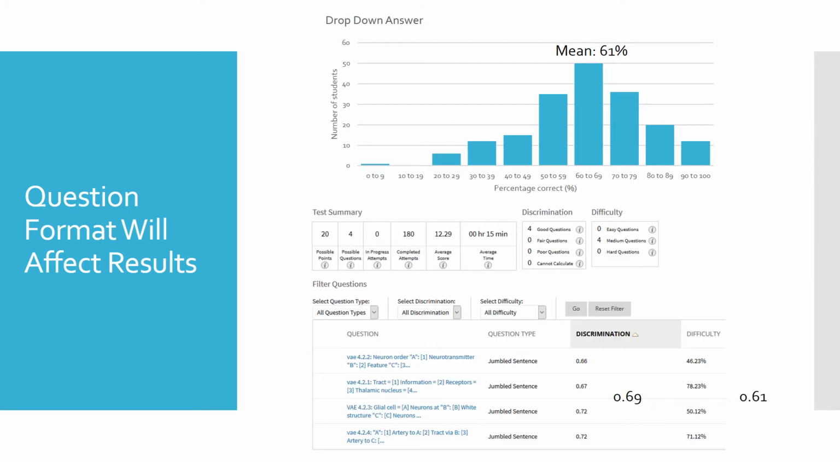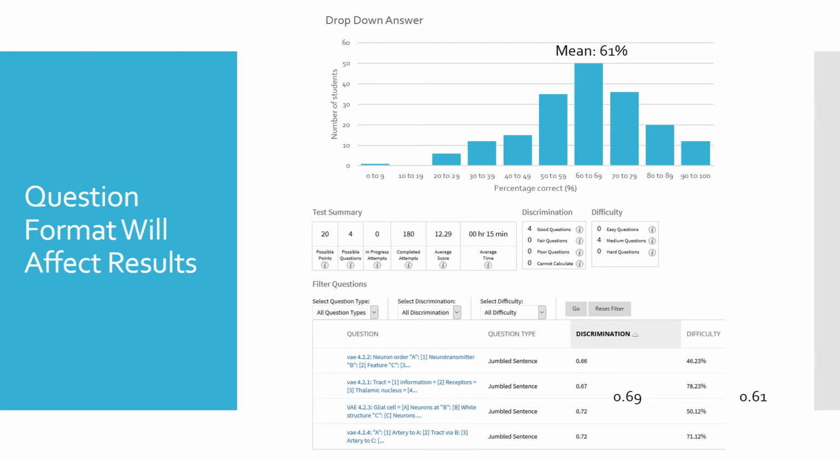So this exam here was looking at a drop-down answer. This was given in the same week on the same topic, and you can see that the grades distribution is very different. We have a more normal looking curve here, and the mean score was 61%.